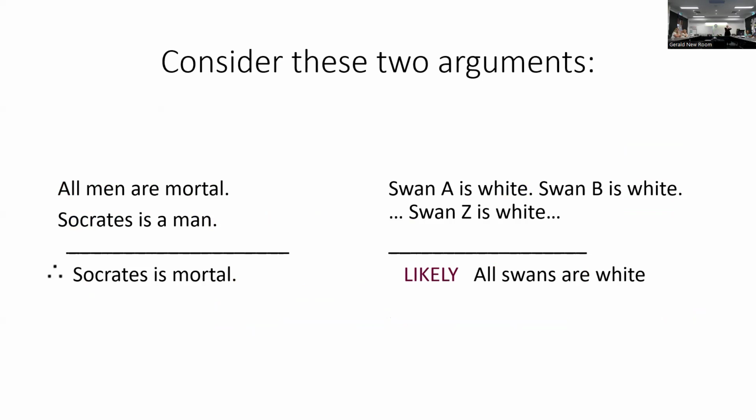There is inference, it can't go any other way, yeah? But now look at the second argument. Swan A is white, Swan B is white, Swan Z is white. You observe a lot of white swans, and then you say likely, because you don't know. Your knowledge is, remember what we talked about before, limited. You can misremember, you don't know everything. Likely all swans are white, yeah?